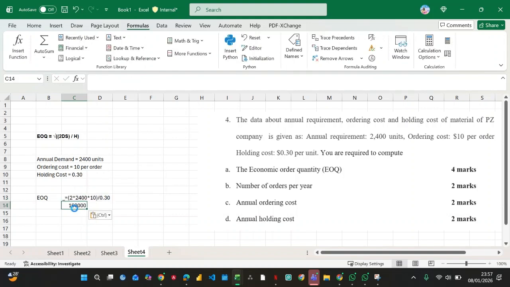Now let's pick this and get the answer. If we put it here, this is what we get. We then do the square root of that. Yeah, this is the square root. So this will give us 40 units.